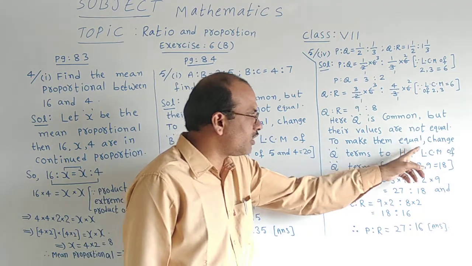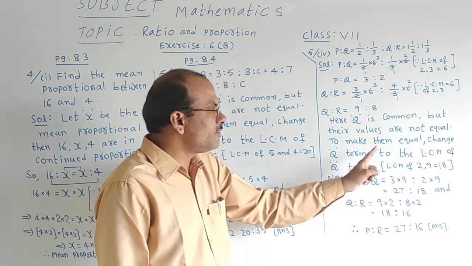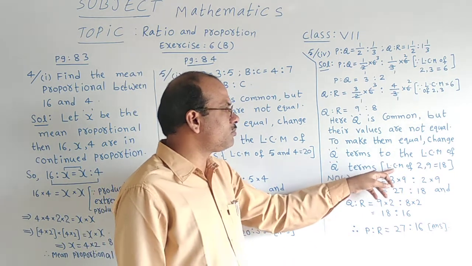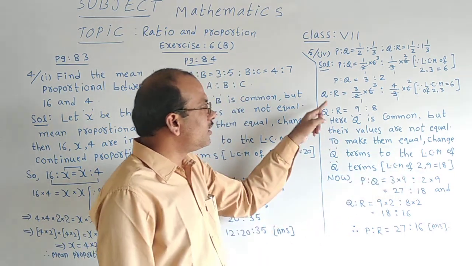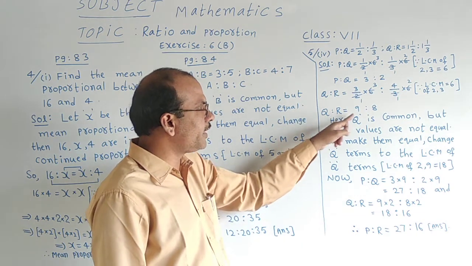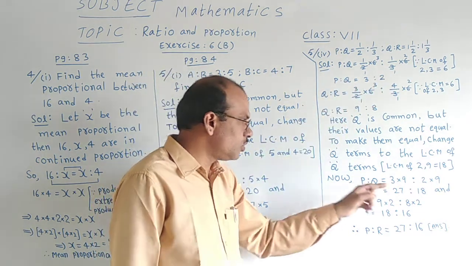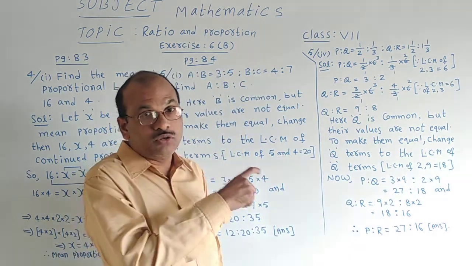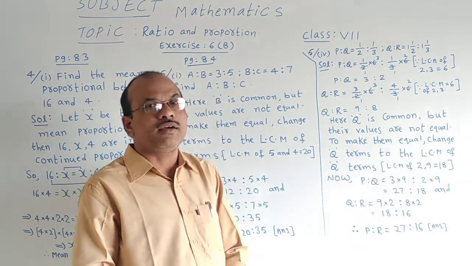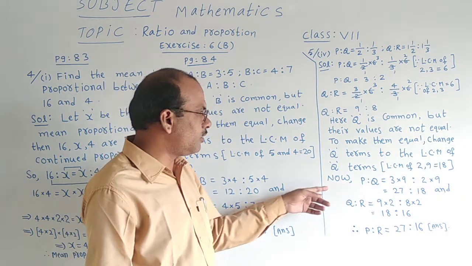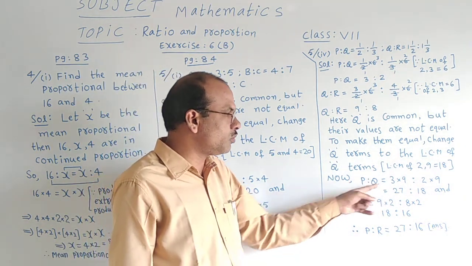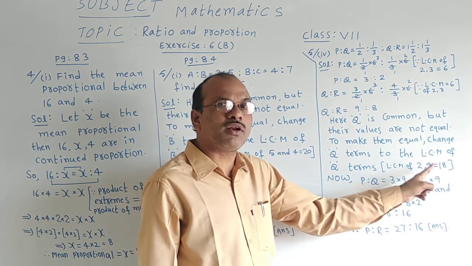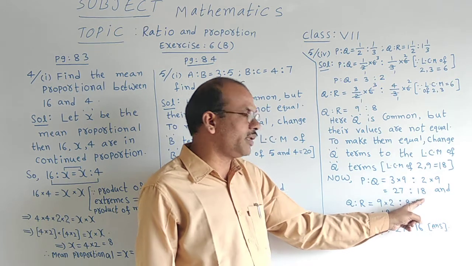Both are equal only, but their values are not equal. To make them equal, change the Q terms to the LCM of the Q terms. That is the LCM of the Q terms 2 and 9. Here Q is 9. Here Q is 2. So the LCM of 2 and 9 gives you 18. So that Q term should change to the number 18. Now P is to Q is equal to, this Q is actually 2 only, but 2 should multiply with 9. 2 9s are 18.